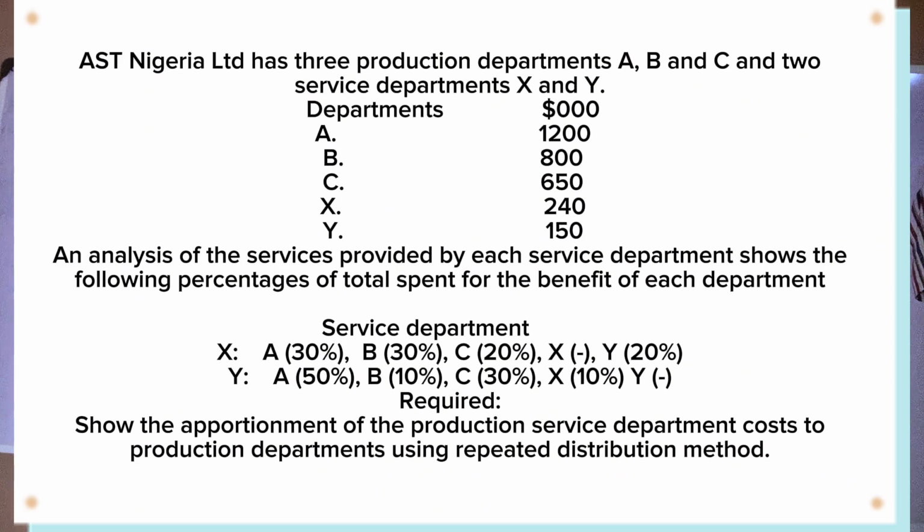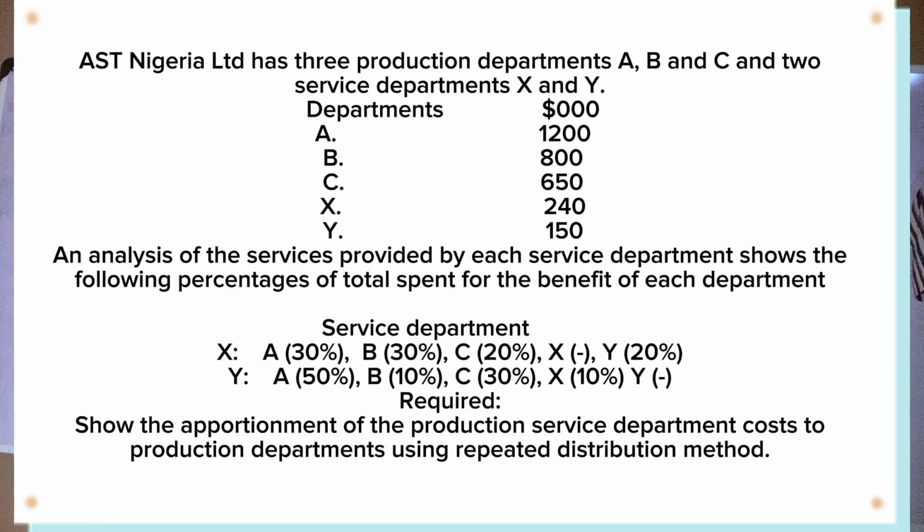So we're being told that an analysis of the services provided by each service department shows the following percentage of total spent for the benefit of each department. Service department X renders 30% of the service to A, 30% to B, 20% to C, and 20% to Y. Service department Y renders 50% of the service to A, 10% to B, 30% to C, and 10% to X. Now, we've been told to show the apportionment of the service department cost to the production departments using the repeated distribution method.